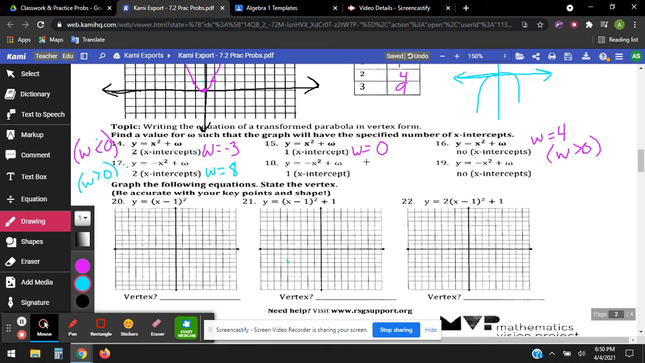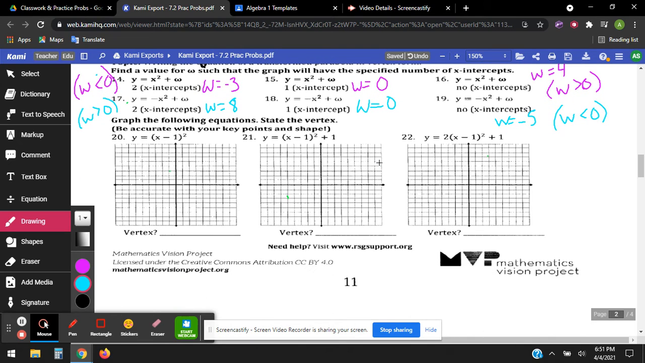If I just want one x-intercept, pretty similar to the last one, it's got to be touching right on that with 1 point. So w will have to equal 0. If I want no x-intercepts, this time I need to move it down so that when it's curving downward, it's not hitting the x-axis. So we'll just say w equals negative 5. What we really mean is w has to be less than 0. Any number less than 0 would work for that.